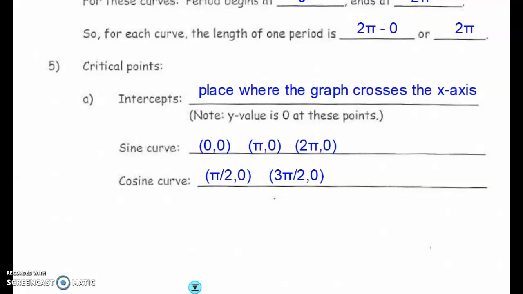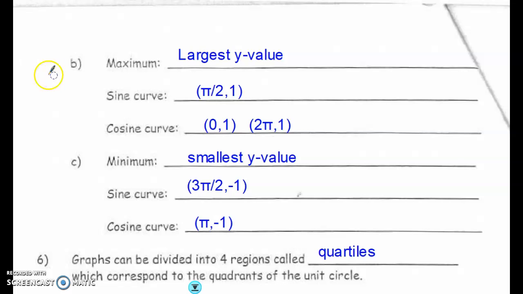Critical points just means where the graph crosses the x-axis, and on all these values, y is 0. The sine curve has 3 critical points: (0, 0), (pi over 2, 0), and (2 pi, 0). The cosine curve has x-intercepts of (pi over 2, 0) and (3 pi over 2, 0). I know all these notes will be more understandable to you as you go ahead and graph.